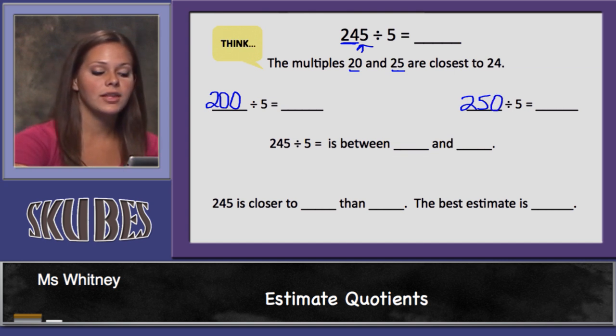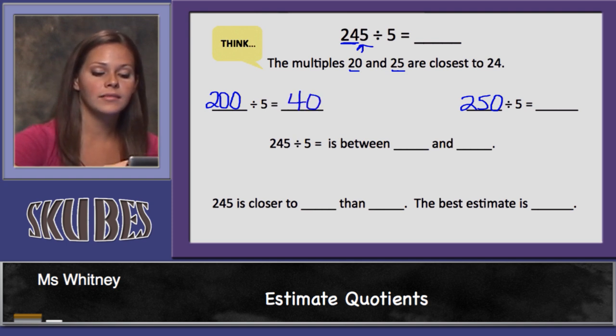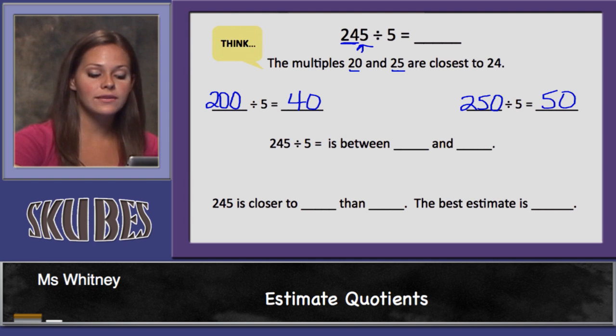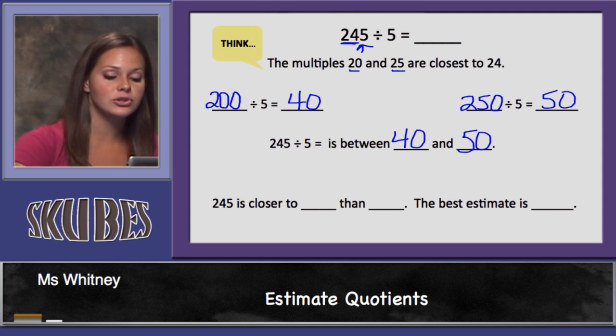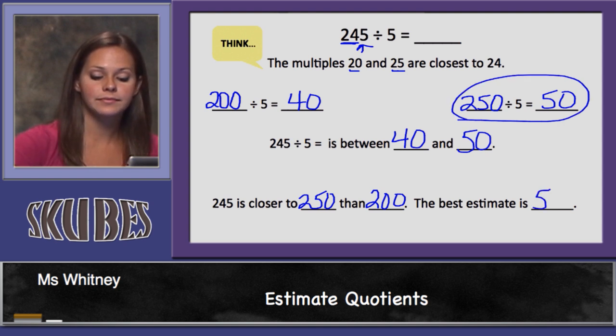Now I'm going to divide. 200 divided by 5 equals 40. 250 divided by 5 equals 50. 245 divided by 5 is going to be in between 40 and 50. Because 245 is closer to 250 than 200, the best estimate is 50.